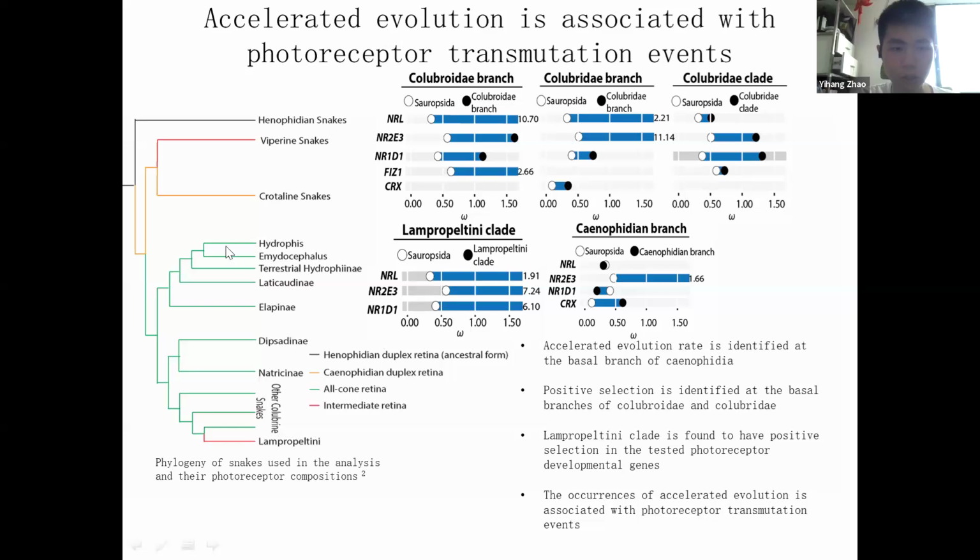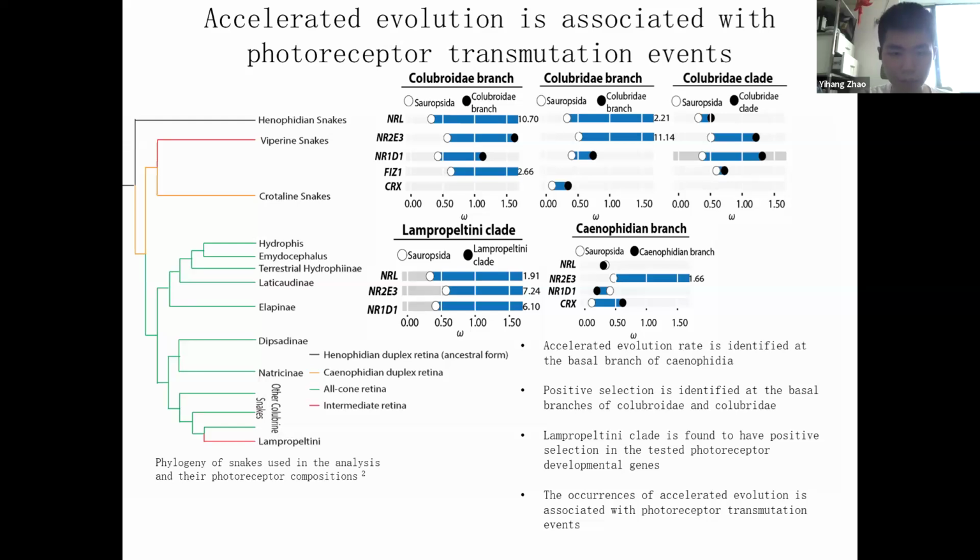And similarly for the Colubroidea branch and the Colubridae branch, this one is the Colubroidea branch and this one is the Colubridae branch. Their names are pretty similar, but they are two branches. Also for the Colubridae clade, as shown, this entire one represents the Colubridae clade. For these two branches and also this entire clade, there is positive selection, actually a lot of positive selection, and some of them have very high dN/dS ratios.